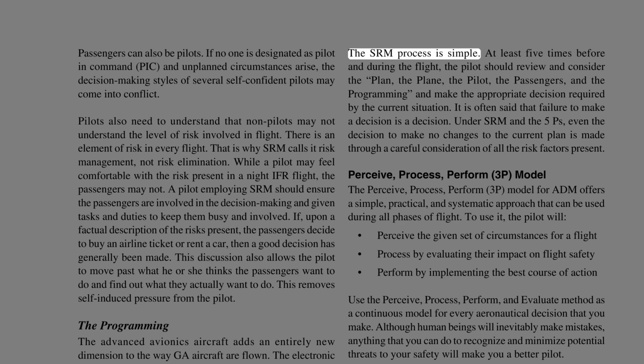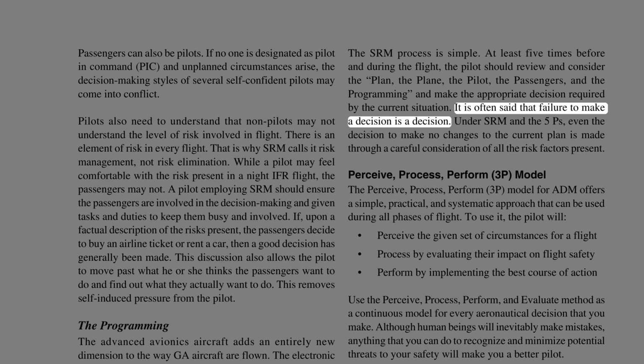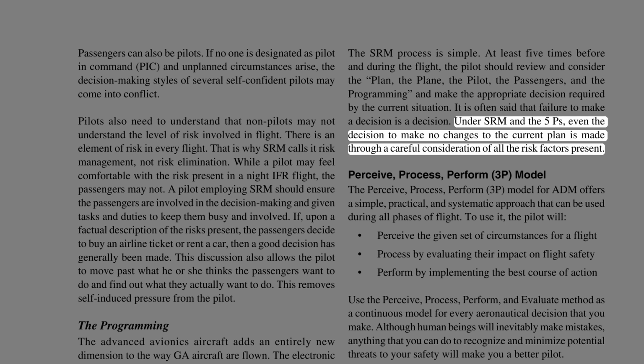The SRM process is simple. At least 5 times before and during the flight, the pilot should review and consider the plan, the plane, the pilot, the passengers, and the programming, and make the appropriate decision required by the current situation. It is often said that failure to make a decision is a decision. Under SRM and the 5 Ps, even the decision to make no changes to the current plan is made through a careful consideration of all the risk factors present.